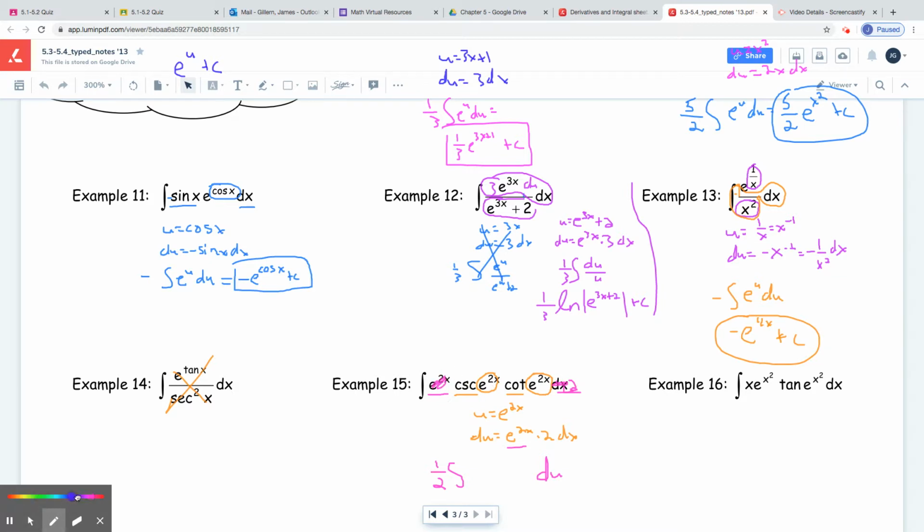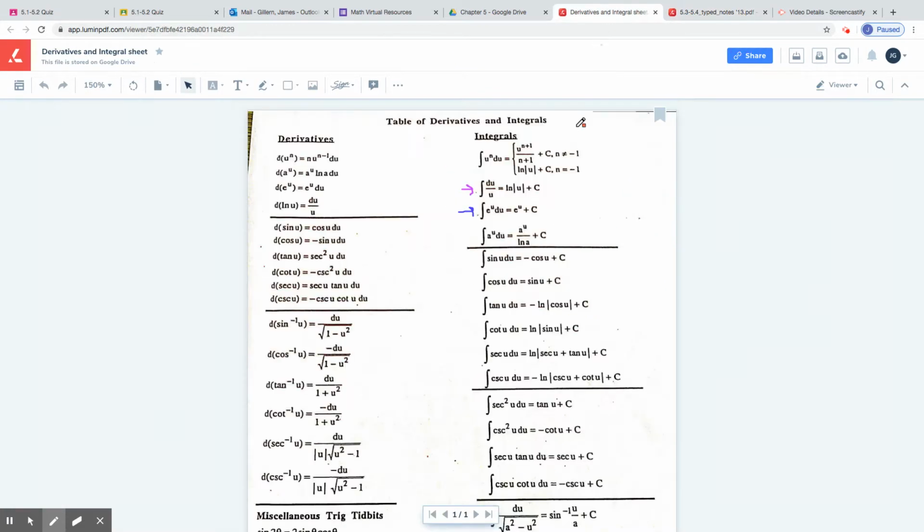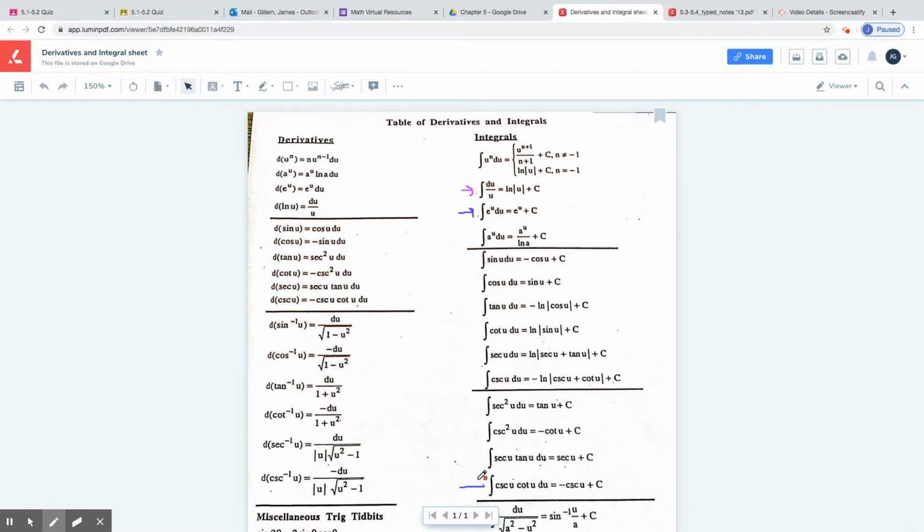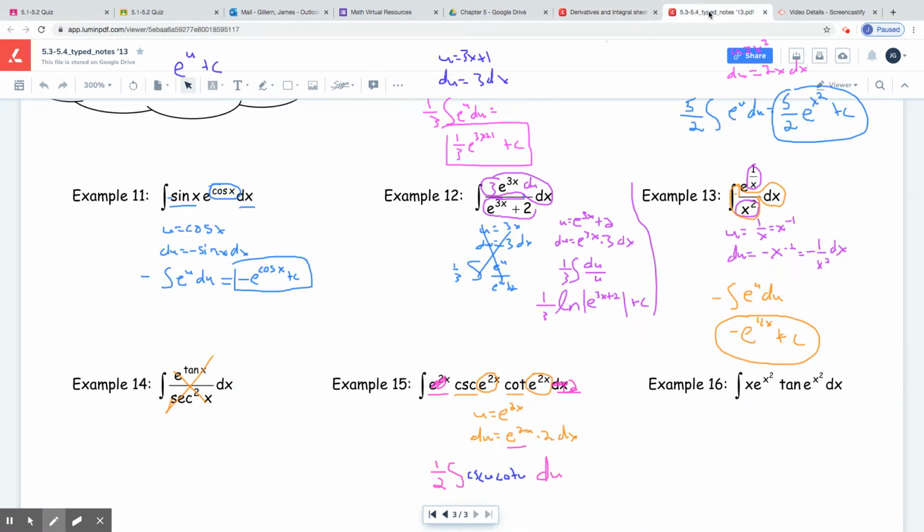Well, what's left is I have cosecant of e to the 2x, which is my u, cotangent u. And if I go check that out, what's the integral of cosecant cotangent? The integral of cosecant cotangent is negative cosecant u plus c. So it's negative 1/2 cosecant u. What was u? e to the 2x plus c. So it's negative 1/2 cosecant e to the 2x plus c is my answer.